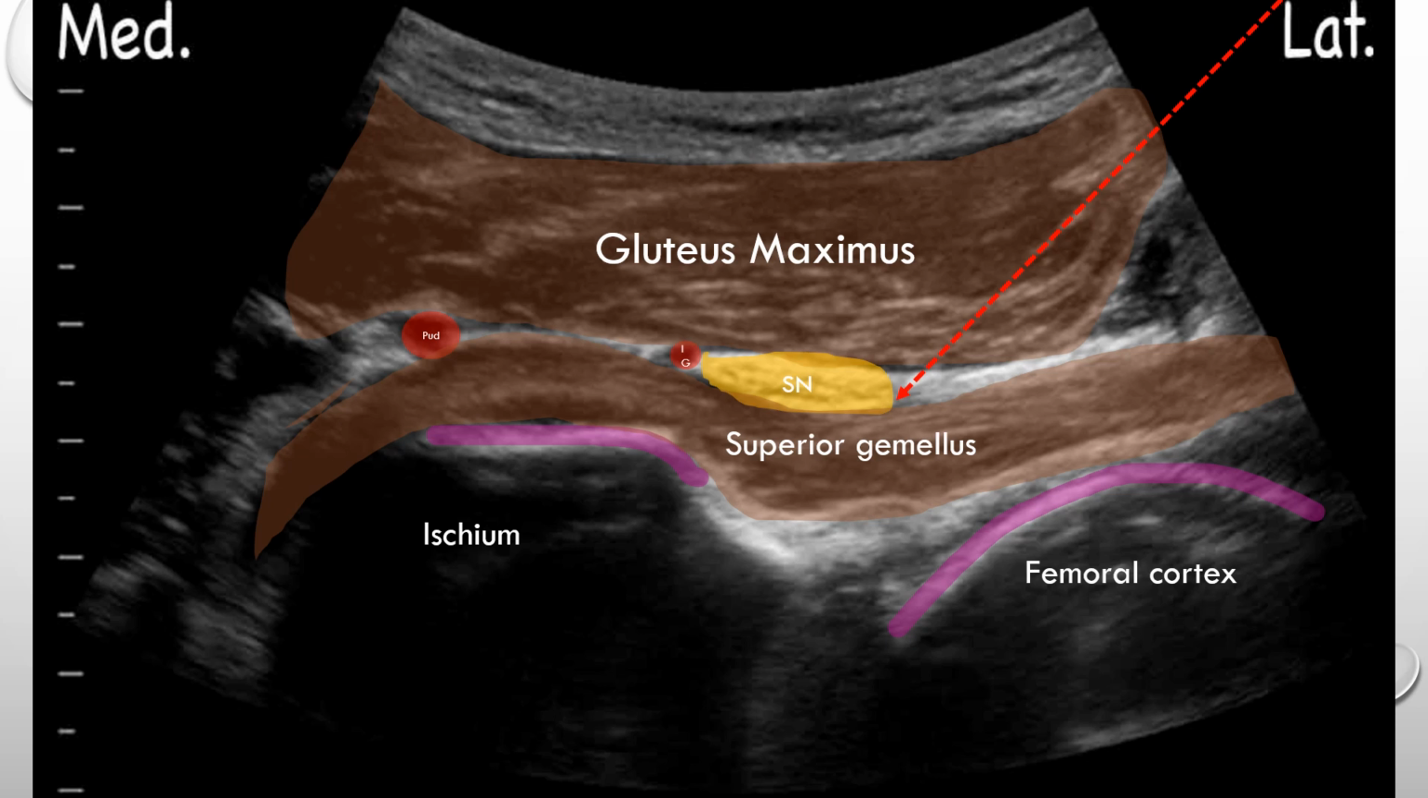A needle is approached from a lateral to a medial direction to contact the sciatic nerve, and an injection of local anesthetic is performed in the plane between the gluteus maximus and the superior gemellus.